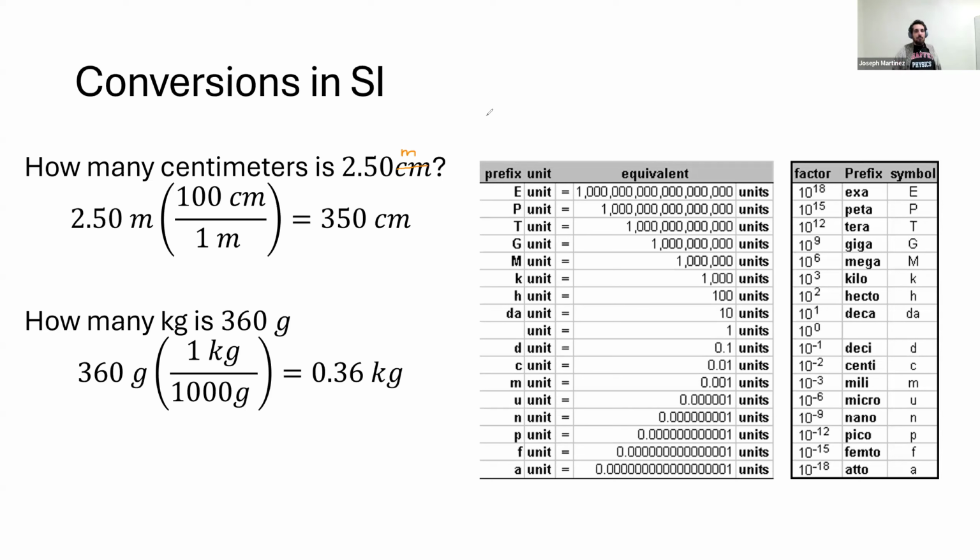How many centimeters are in 2.5 meters? Well, to do that, you create a conversion factor. In this case, we would say 100 centimeters is equal to 1 meter.